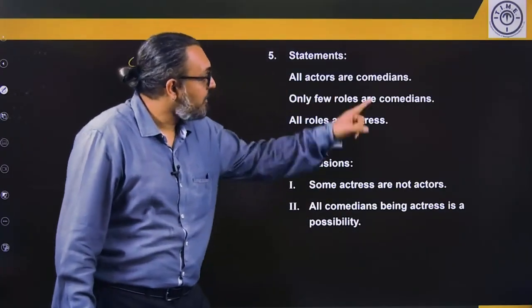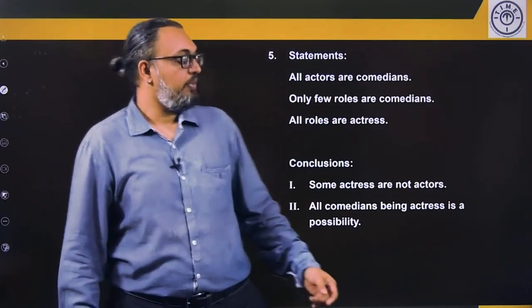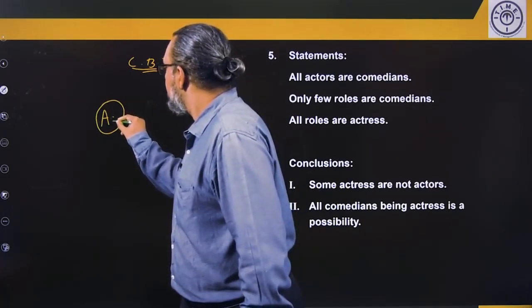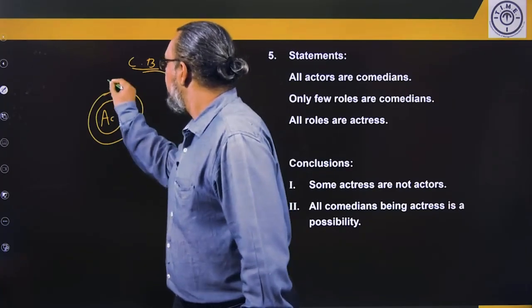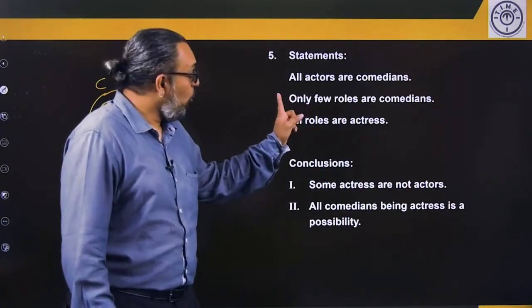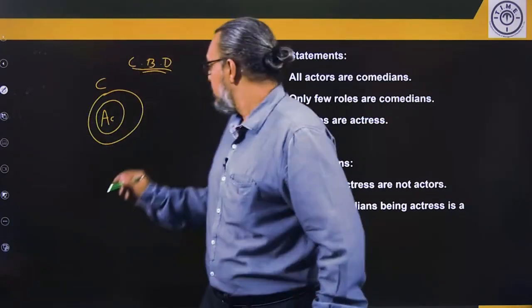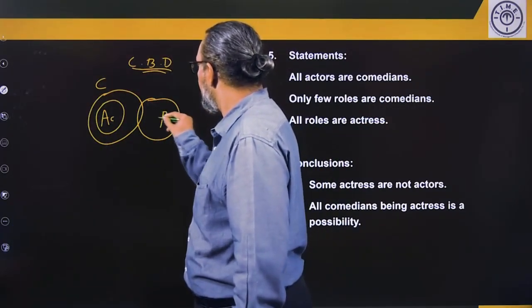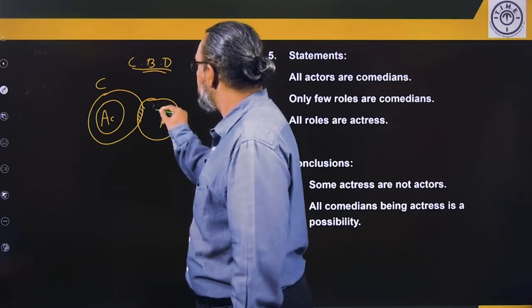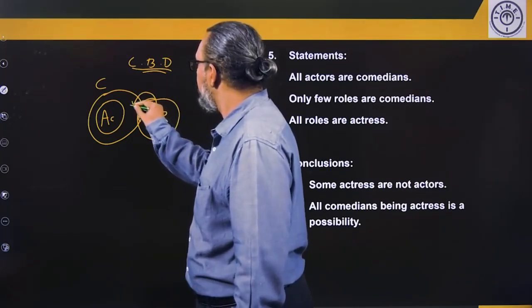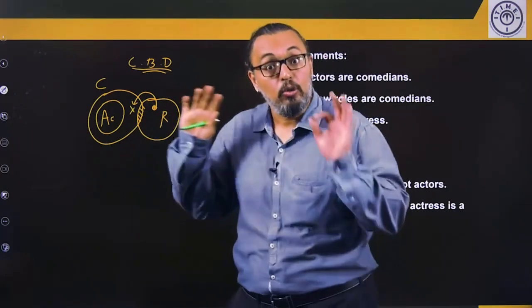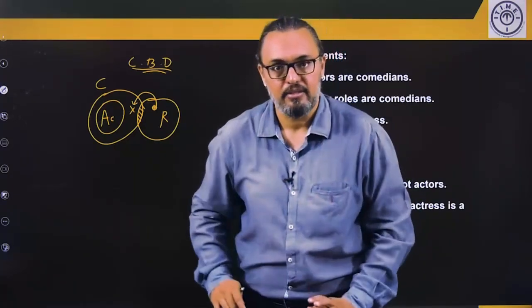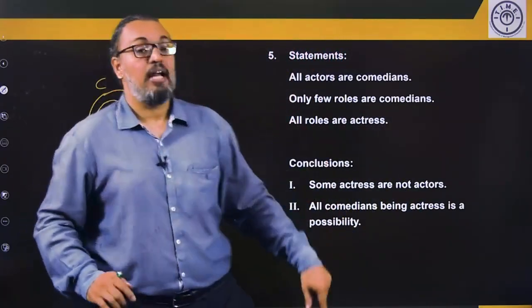So, what he says, all actors are comedians. Okay. So, we have all the actors are comedians. Then only a few roles are comedians. So, only a few roles like this are comedians. So, there should be some roles which should never enter inside comedians. That is the understanding. Only a few roles are comedians. So, there should be some roles which are not comedians. Correct? And then all roles are actresses.